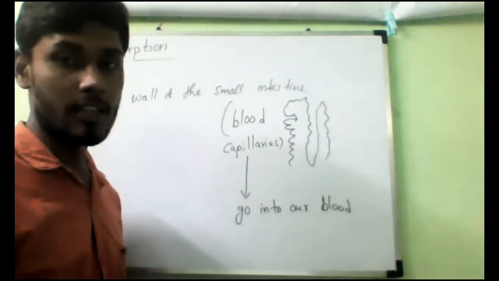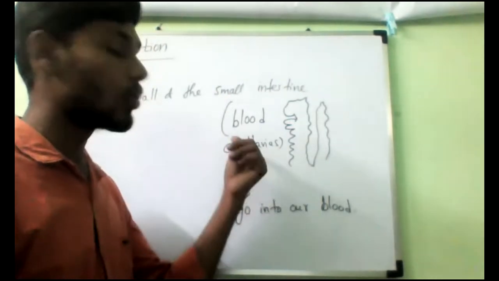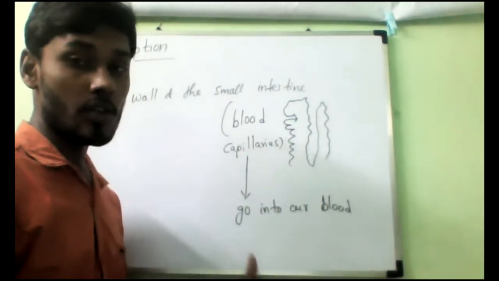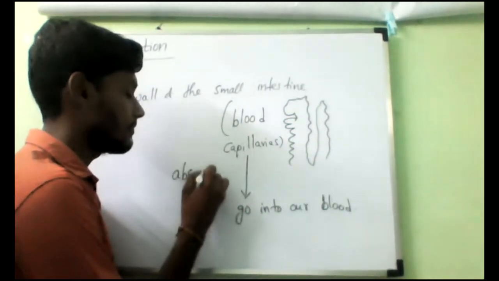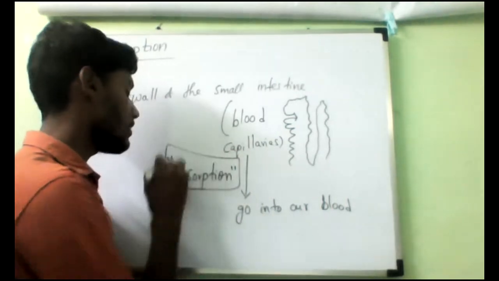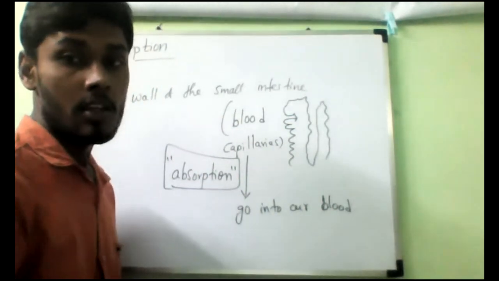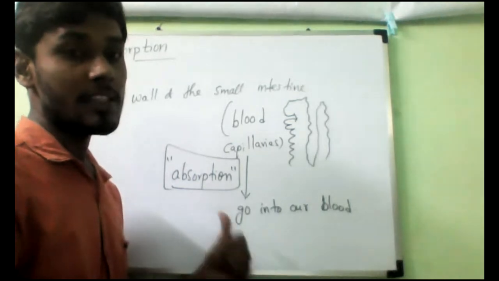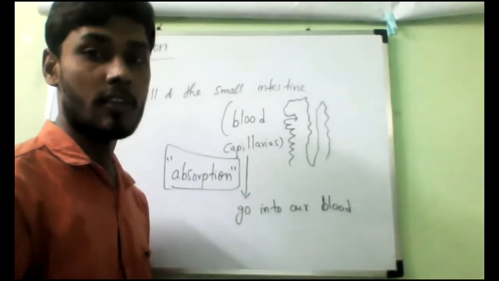Or else you can say directly from the walls of the small intestine, the blood will go, so the food will go into the blood. So this is what we should call absorption. The blood capillaries help the digested food to go into the blood. Understand? So the small intestine is the main region for the absorption of digested food.